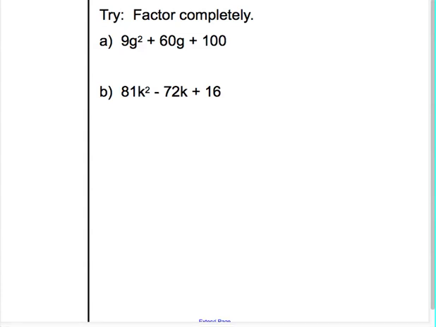All right, and a couple of try problems for you. So to factor our first one, the square root of the first term is 3g. The square root of the last term is 10. Double check your middle term. 2 times 3g is 6g, times 10 is 60g. So we get 3g plus 10 quantity squared.